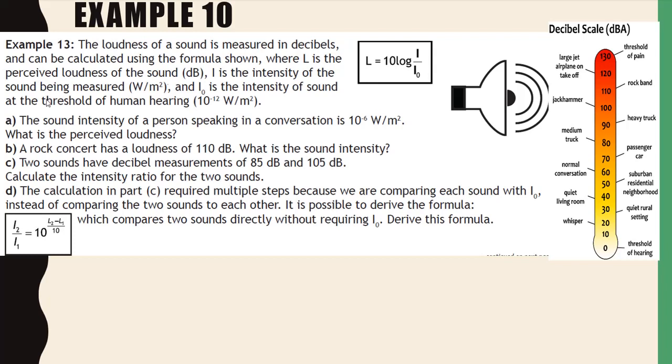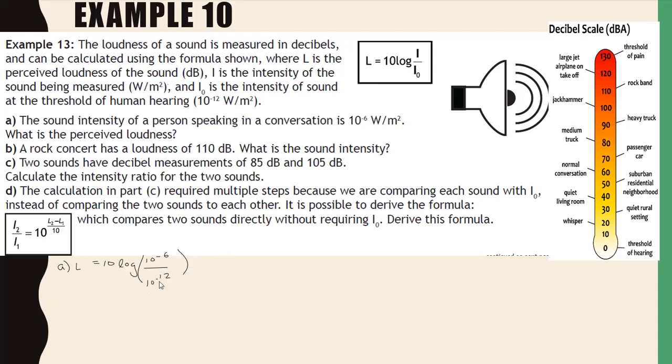So our first question is, the sound intensity of a person speaking in a conversation is 10 to the power of negative 6. What is the perceived loudness? Okay, so we're going to use this formula right here. Loudness is equal to 10 log I over I0, where I0 is our intensity at the threshold where we can actually start hearing. So I'm going to put this as A, and we have our loudness is equal to 10 log. Now we're looking for the loudness. We've been given the intensity of the sound. We're told that it's 10 to the power of negative 6. Now our threshold is 10 to the power of negative 12.